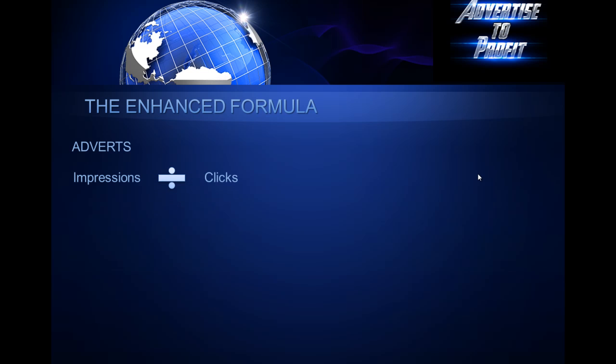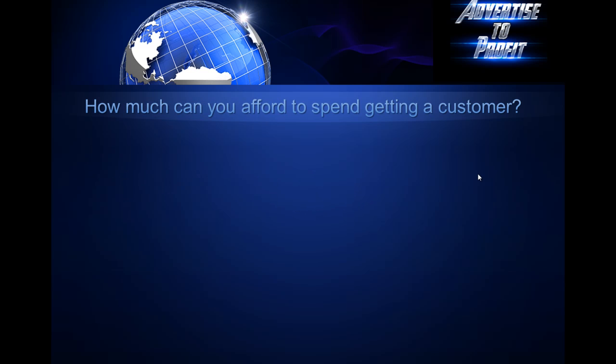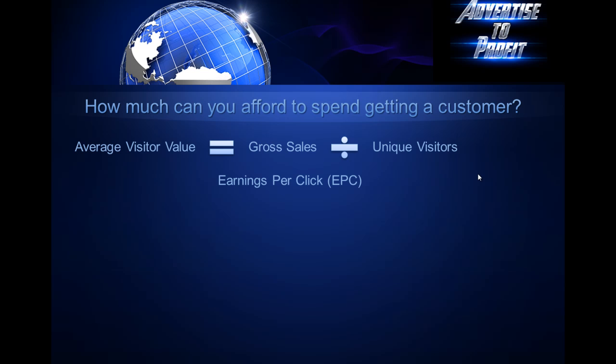divide that by how many people actually click on the ad for that same time period, and that's going to give you your click-through rate. So how much can you afford to spend when getting a customer? Well, you want to work out the average visitor value, and the way you do that is gross sales divided by unique visitors. So that's going to give you your earnings per click.